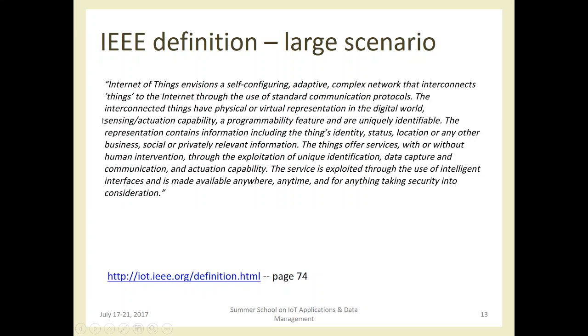The Internet of Things have physical or virtual representation in the digital world, sensing actuation capability, a programmability feature, and are uniquely identifiable. This first row is: Internet of Things have physical or virtual representation. It means that you have the physical object, but this physical object is also a virtual object, some computer node that you can exchange information with. So it is a computer, it is a node in the cloud, and it is a physical object, both of them at the same time. Okay, programmability and connectivity, we already know about that. The representation contains information including the thing's identity, status, location, or any other business, social, or relevant information.